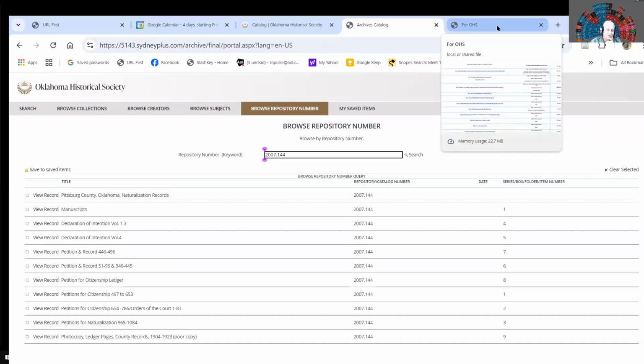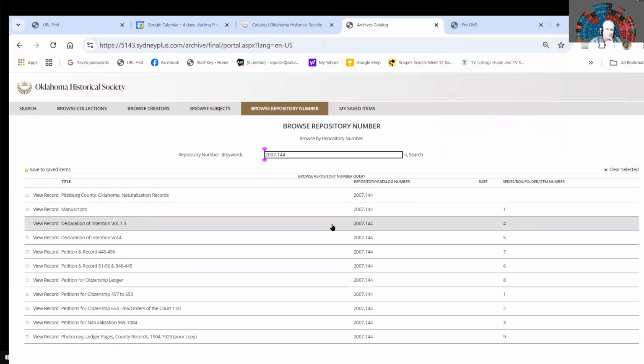If you have family that was naturalized, now, a little bit about the naturalization process. These aren't necessarily people from Pittsburgh County. There are people in there from West Texas. There are people in there from Arkansas.